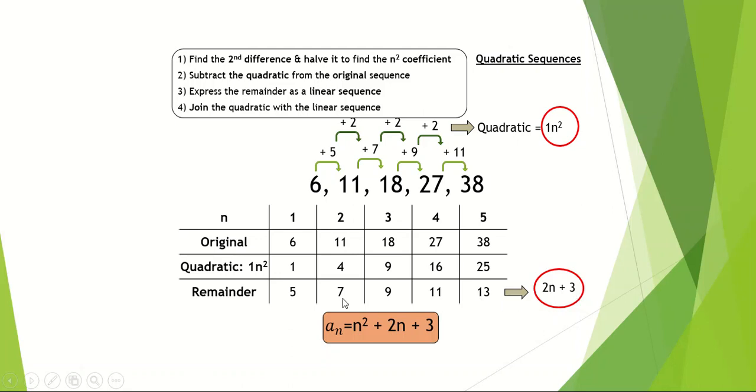Same with this. 2 times 2 is 4. Plus 3 is 7. And then for this one, it's in the third position. So 2 times 3 is 6. To get 9, you have to add 3. Okay? I hope it's quite clear to you.